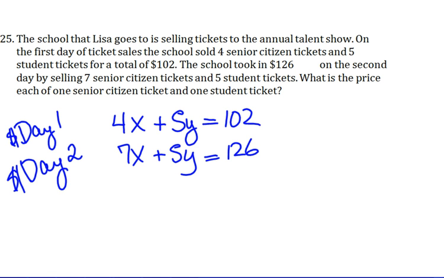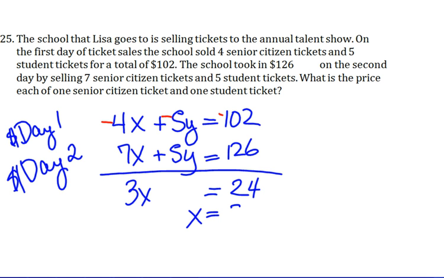Now I think the way to go on this is really elimination. And I'm going to do it right here. I'm going to change my whole first equation. I'm going to just change the sign of each and every term, so basically I multiplied everything by a negative 1. By doing that, I can add them, and I get 3x plus 0 equals 24. All right, well, if 3x equals 24, x equals 8. We know there were 8 senior citizen tickets.